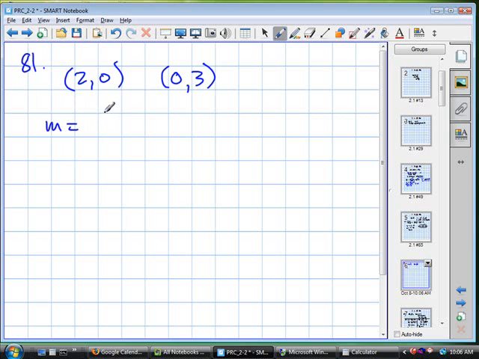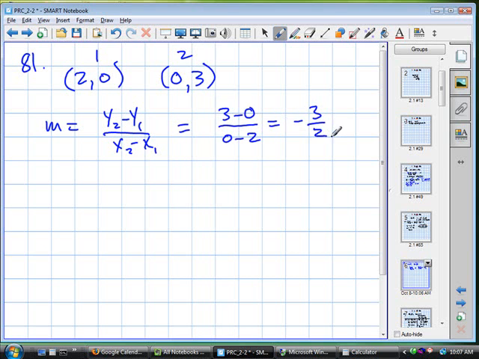Okay, y2 minus y1 over x2 minus x1. I got to make a decision here on which one's 1 and which one's 2. I'll just go like this. So y2 minus y1 over x2 minus x1. I get a positive on the top and a negative on the bottom, so I know it's a negative, so negative 3/2. So now I know my equation begins y equals negative 3/2 x plus b.